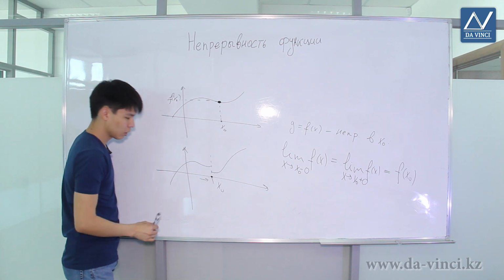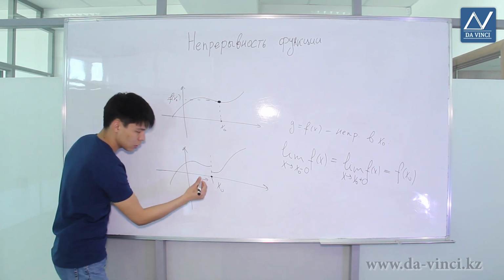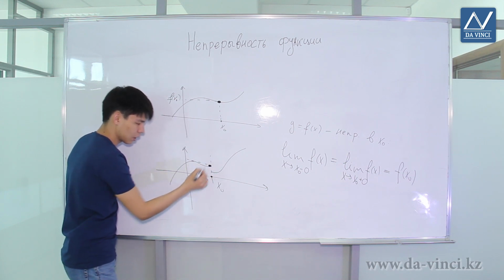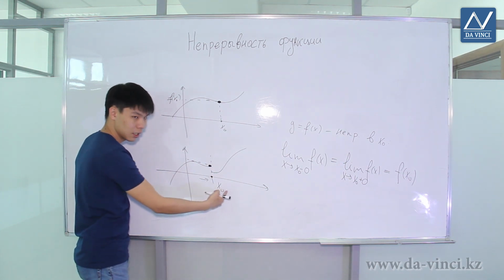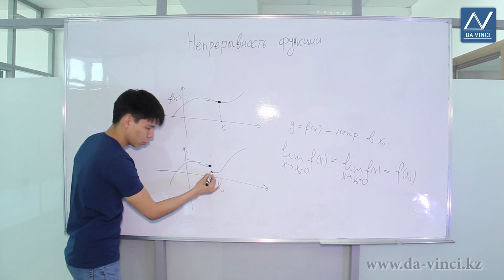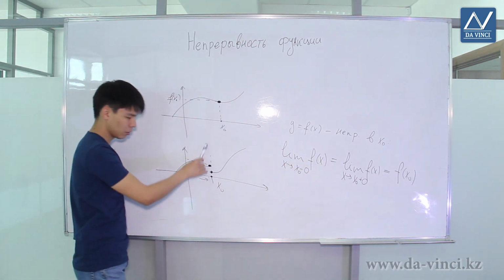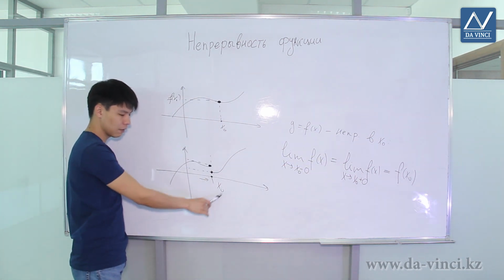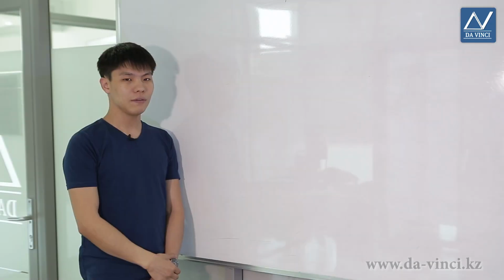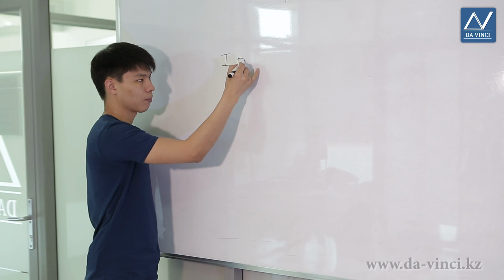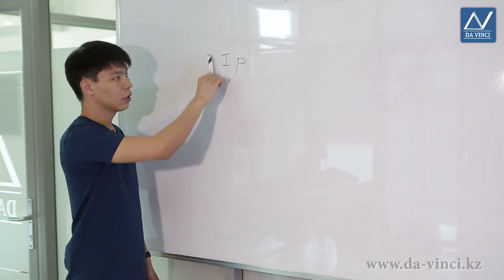Let's consider this function. If we approach x0 from the left, then we get this point. It has its own value. If we approach x0 from the right, then we get this point. That's already a different value. That is, we have left and right limits, but they are not equal to each other. Then it turns out that x0 is a point of discontinuity. Points of discontinuity are divided into two types, points of discontinuity of the first kind and of the second kind. Let's take a look at them in order.